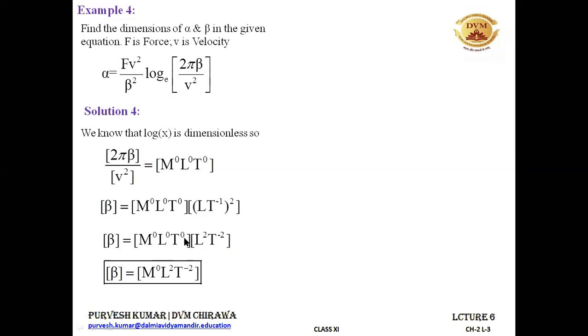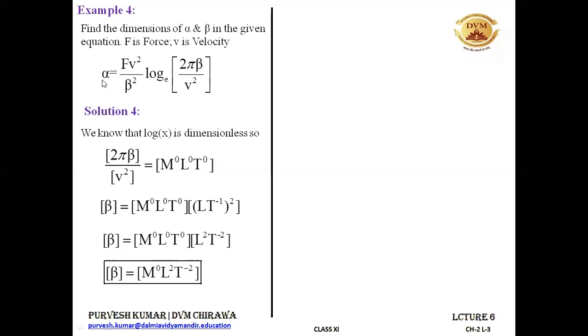Similarly, T0 is multiplied by T to the power minus 2, 0 plus minus 2, that is equal to minus 2. All right. So this is the final result for the dimensions for beta. All right. So the first thing we have solved: we have got the dimensions for beta. Now we need to solve the dimensions for alpha. All right. So let's do it for alpha.